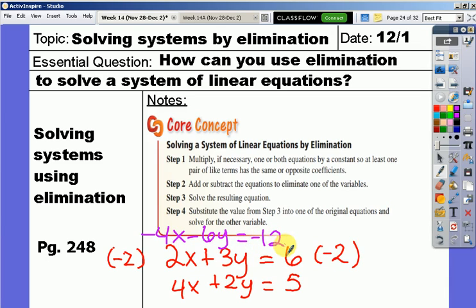Perfect. And then you can just add straight across, eliminate your x's, then solve for y, plug your y back into one of the original equations, and solve for the value of x.